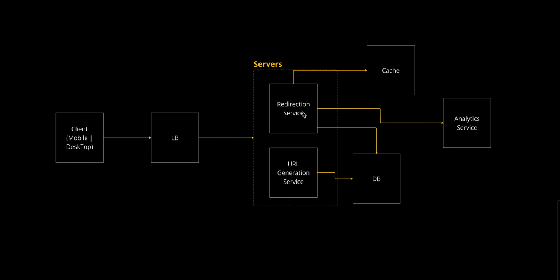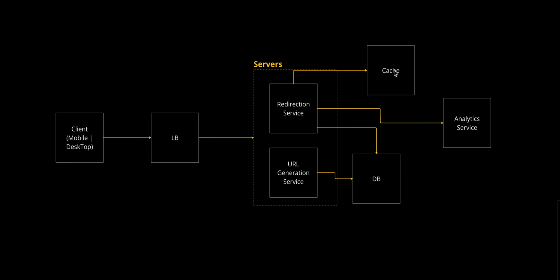Second, the database. It stores the mapping between short URLs and long URLs, along with metadata like creation time, expiration time, and click counts. A NoSQL database like DynamoDB or Cassandra ensures scalability and high availability for read workloads. So we will use that, and we talked about that actually.